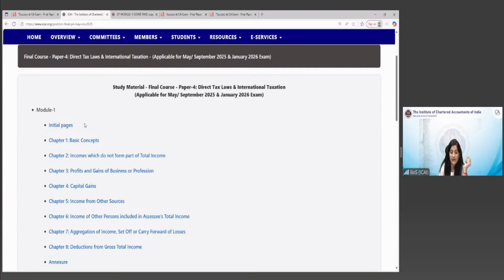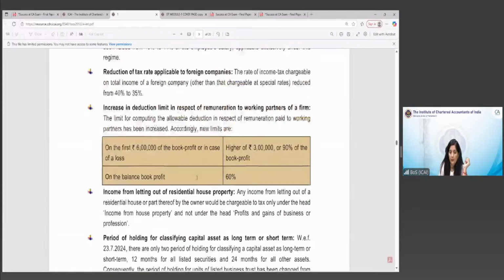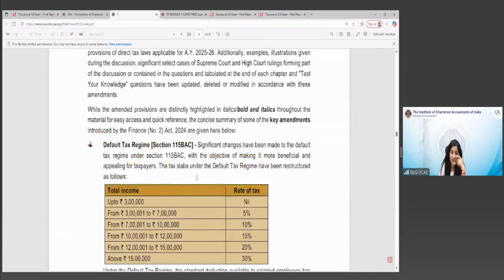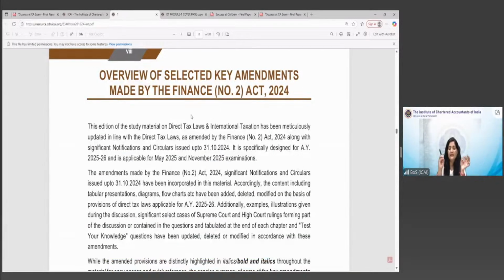If you go to our initial pages of Module 1, we have just covered the overview of selected key amendments. It will just brush up your amendments which were made by the Finance (No. 2) Act 2024, right? So you go through that, but definitely it will not substitute your in-depth understanding of these provisions.